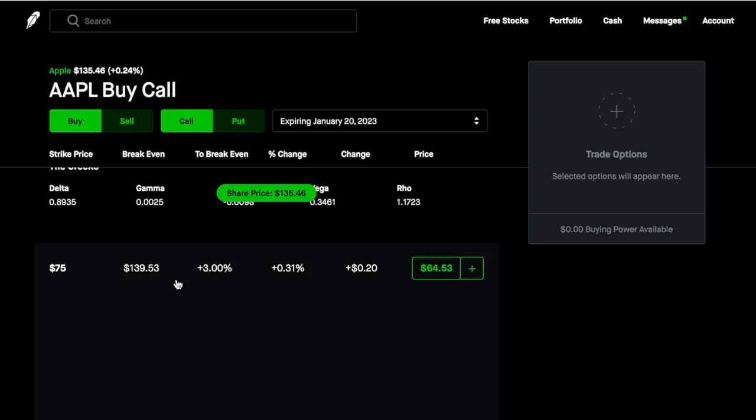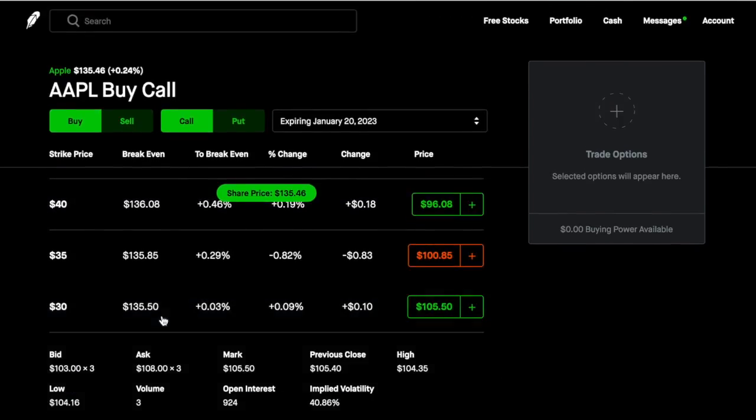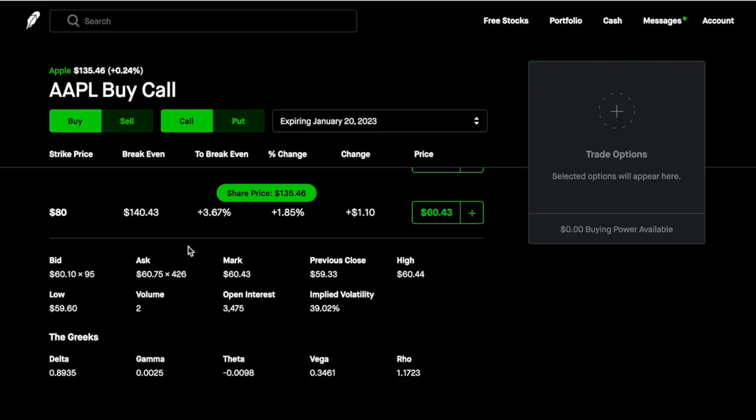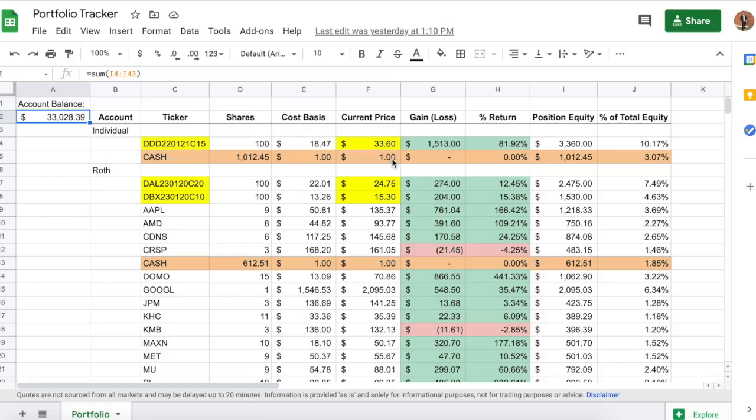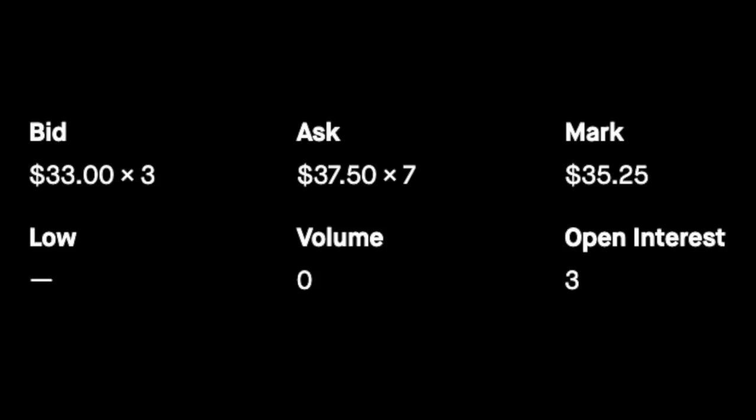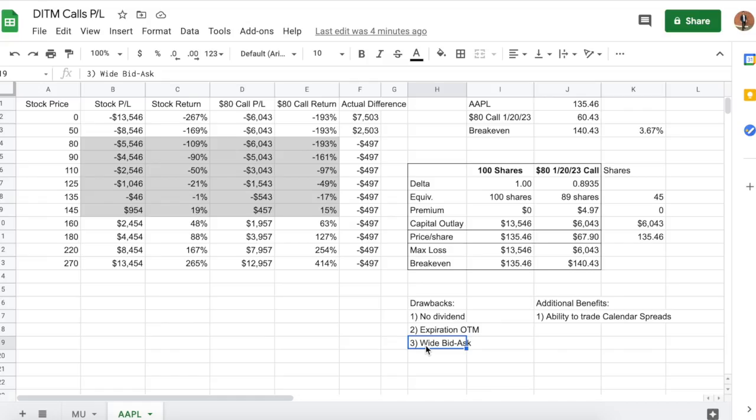So you can find, let's look at this guy. If you looked at a company that wasn't as well traded as Apple, you can start to see wider bid-ask spreads in these deep in the money LEAPS. So be careful for those.